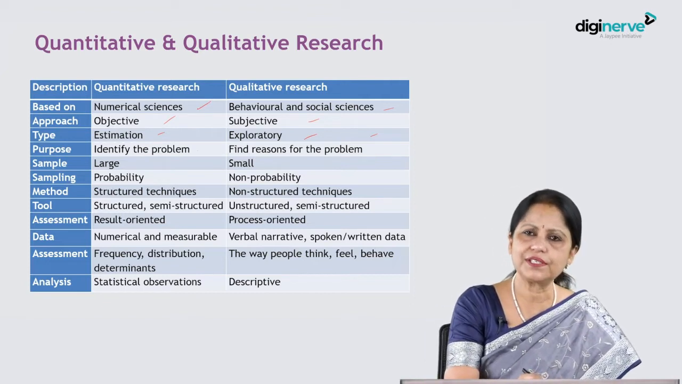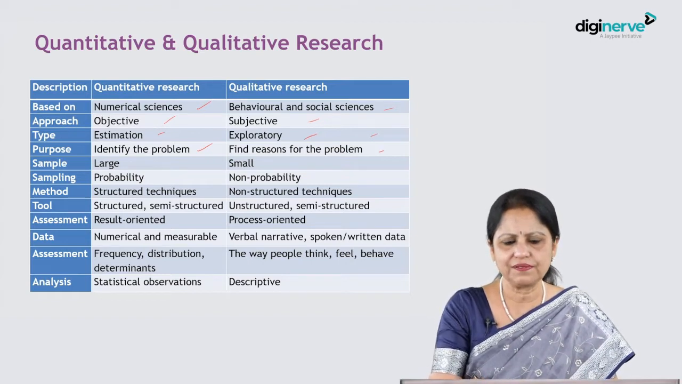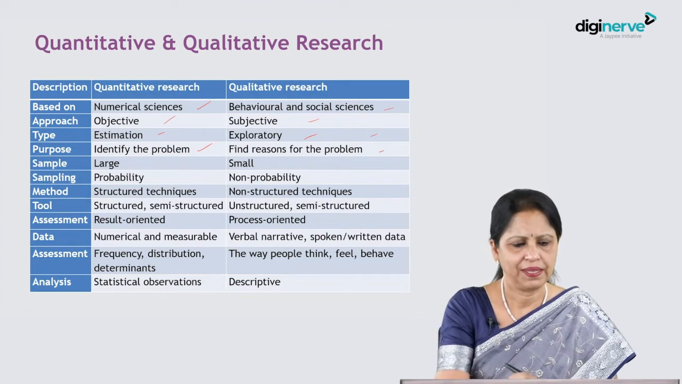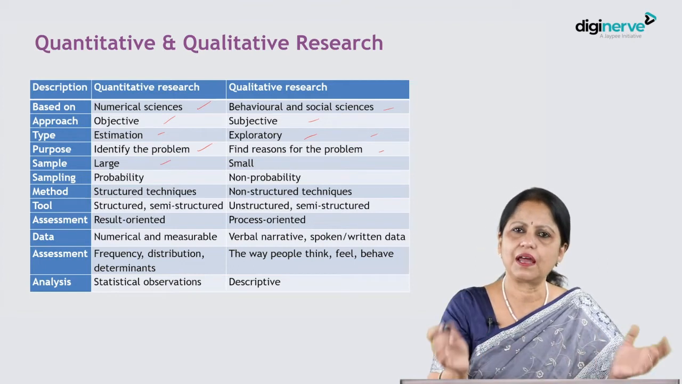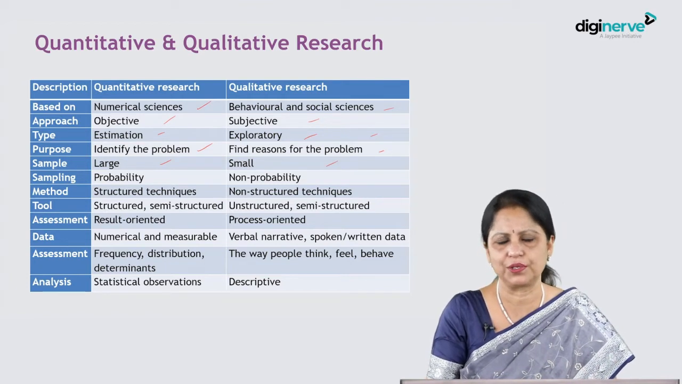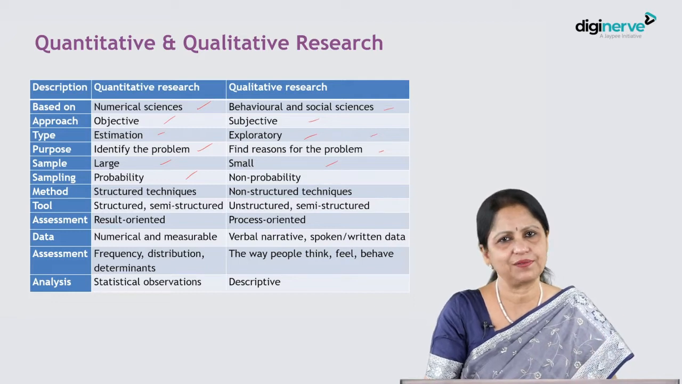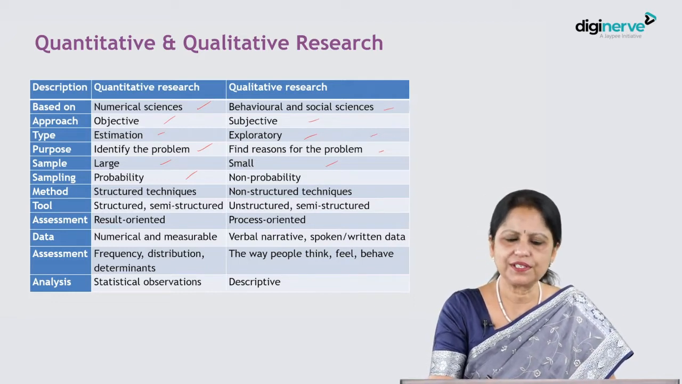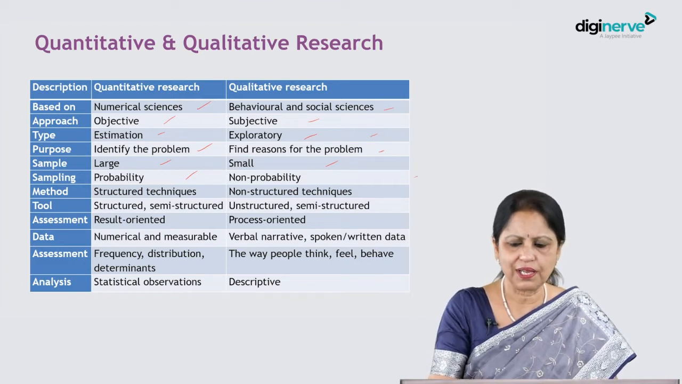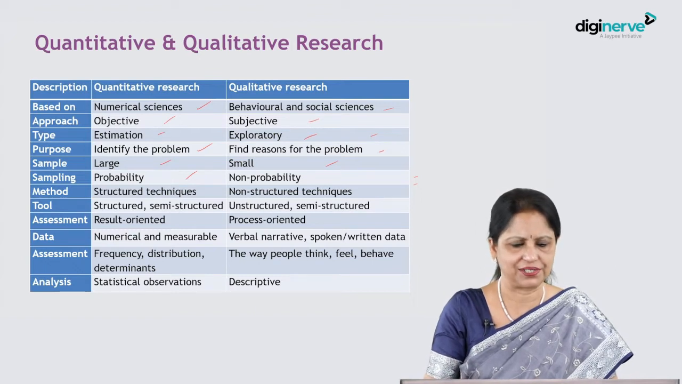Here quantitative's purpose is to identify the problem, and qualitative is to find reasons for the problem, why they are having this problem. Quantitative needs a large sample size. Here a smaller sample size will do. Sampling technique is probability sampling in a quantitative study, and in qualitative, non-probability sampling can also be used. This you will understand when I discuss sampling techniques later in another session.